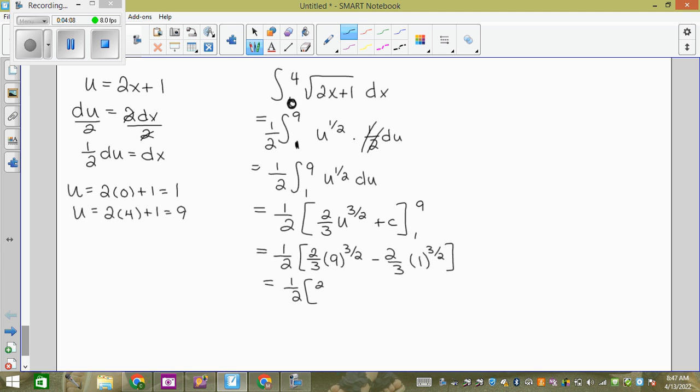It'd be 2/3 times the square root of 9, which is 3 cubed, which is 27. Then at 1, that's minus 2/3. 27 divided by 3 is 9. 9 times 2 is 18. So I'm going to get 1/2 times 18 minus 2/3. And you get 26/3.